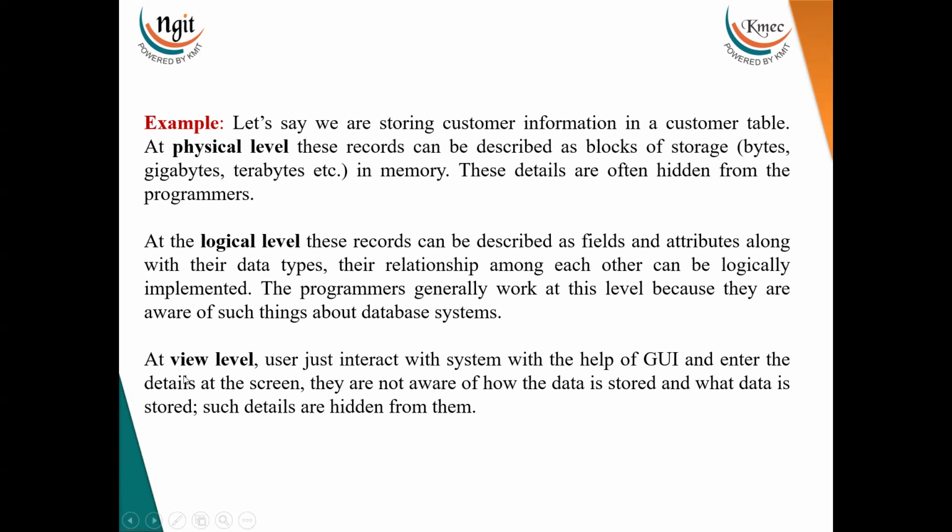And the third type of level is the view level. Here, user interactions are made either through a command prompt, that is a character user interface, or with the help of a GUI, that is a graphical user interface. So at the view level, the user is completely abstracted from how the data is being stored and what is being stored.